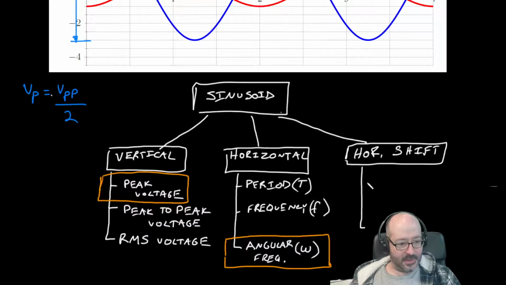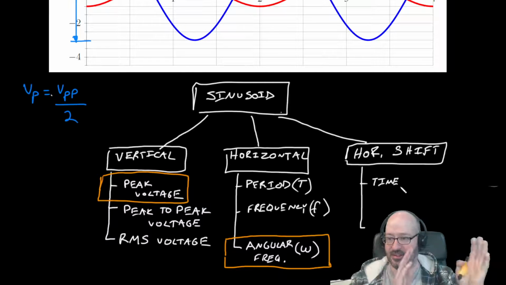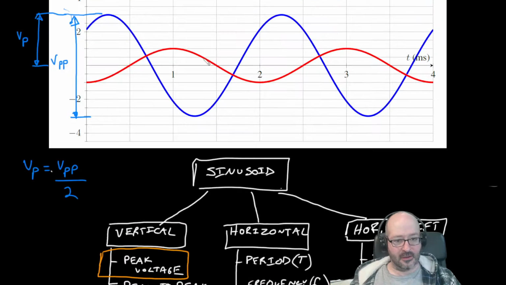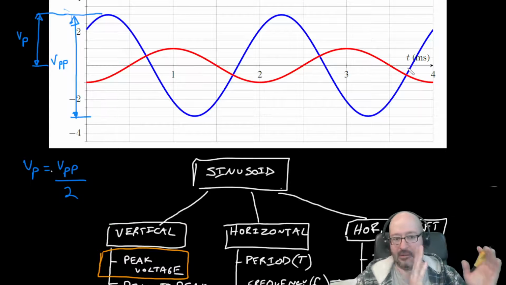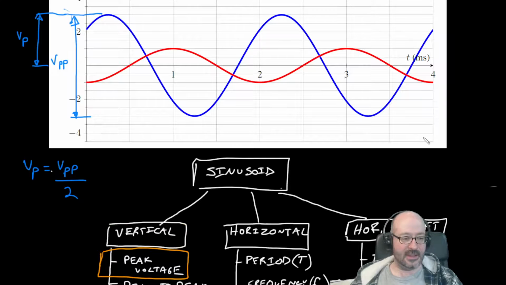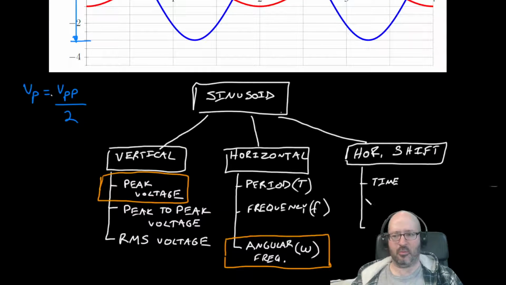All right, the horizontal shift, one of these is used much more than the others, but we can talk about, I think the one that's not commonly used, as just how much time it is shifted over, right? Our horizontal axis is time. In this case, it's in milliseconds. So we can say, well, how far is it shifted in milliseconds? But that one's really not common. You don't see that. More often than not, we talk about phase shift.